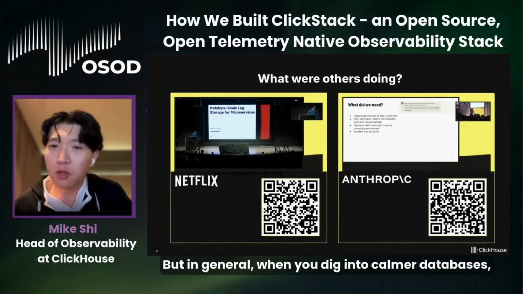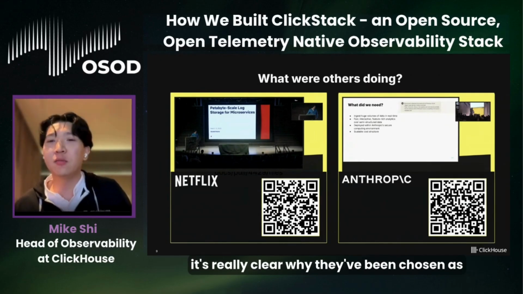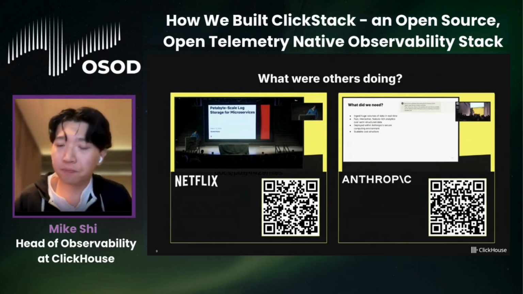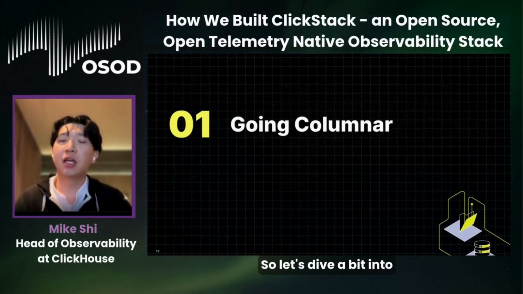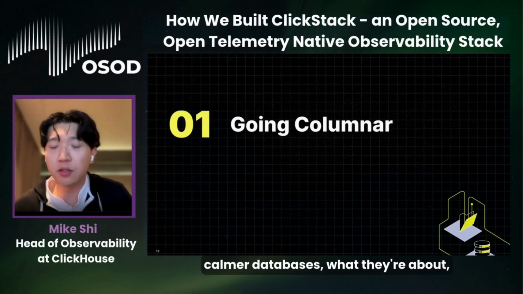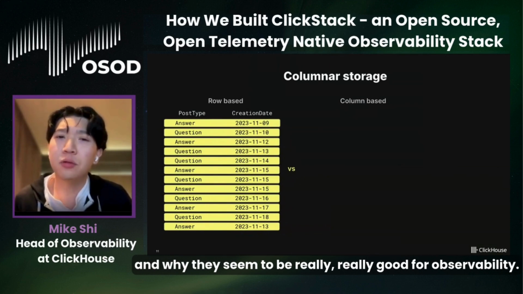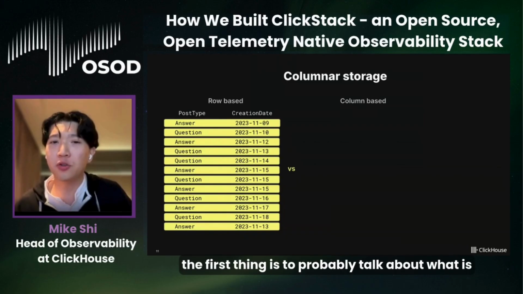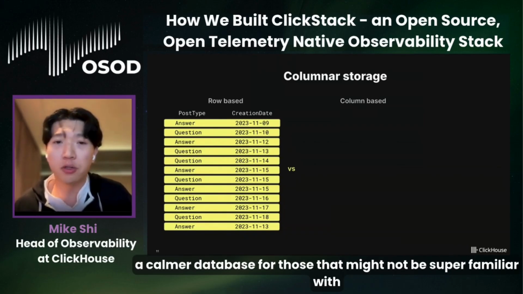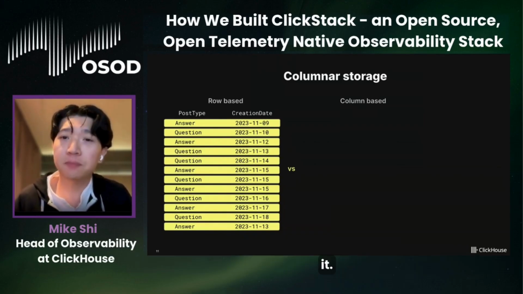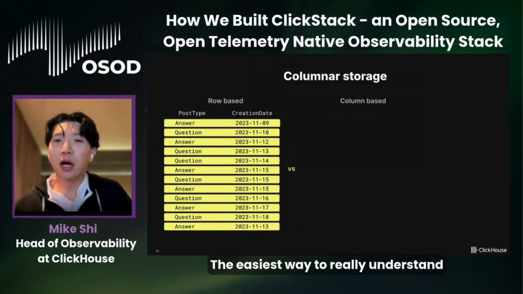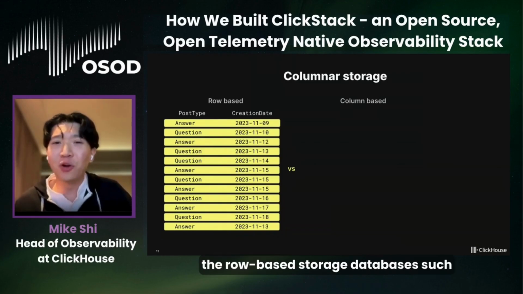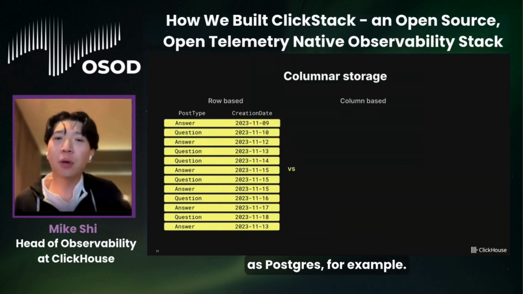In general, when you dig into columnar databases, it's really clear why they've been chosen as a really good data store for observability workloads. So let's dive a bit into columnar databases, what they're about, and why these seem to be really good for observability. Before going into why it works really well, the first thing is to talk about what a columnar database is, for those that might not be super familiar with it. The easiest way to understand it is to contrast it to its cousin, the row-based storage databases such as Postgres, for example.